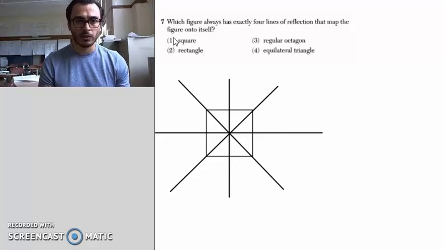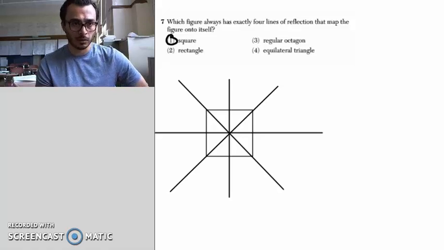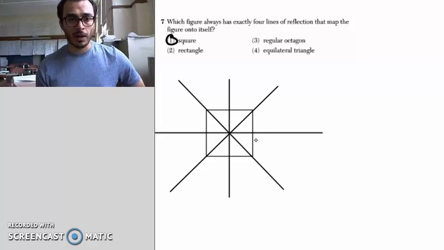So the answer to number 7 is choice 1, the square. If you found the right answer, no need to go on. Can you draw any more lines of reflection that would get the square to map onto itself? I don't think so. So this is the answer.